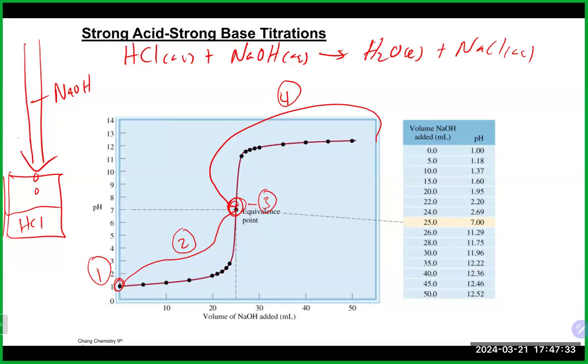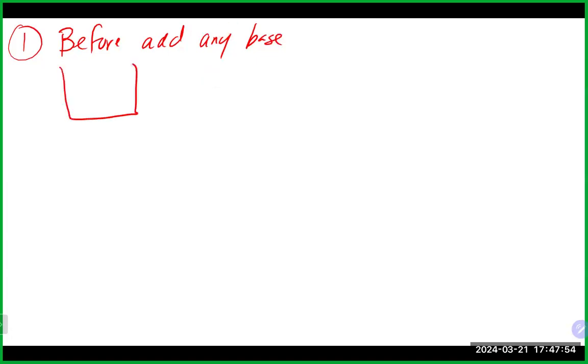So we're going to look at this one here. So why not just start right there with number 1? The very first part of this titration curve here is before we add any base. So the only thing I got going on in my beaker at this point in my example is a little HCl, yes?